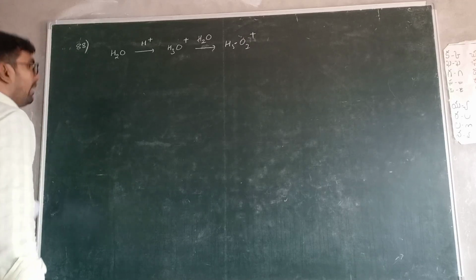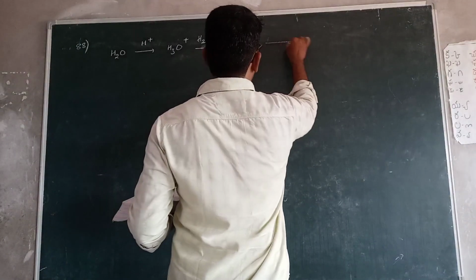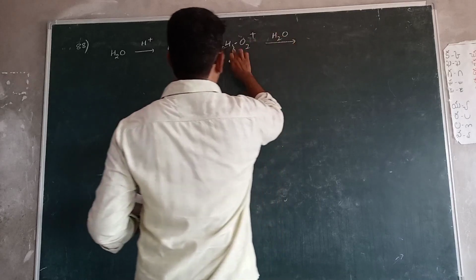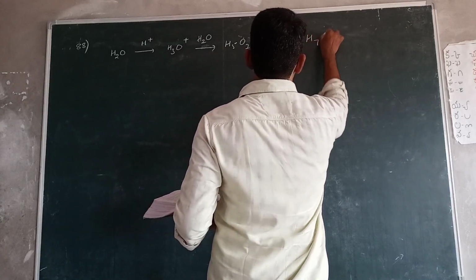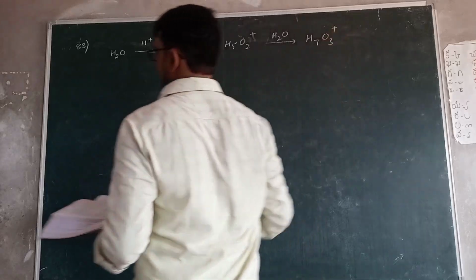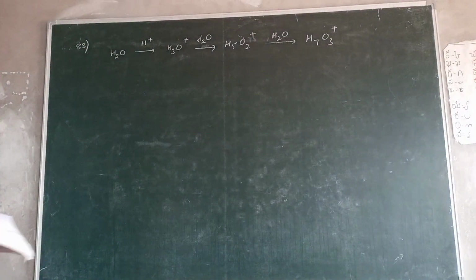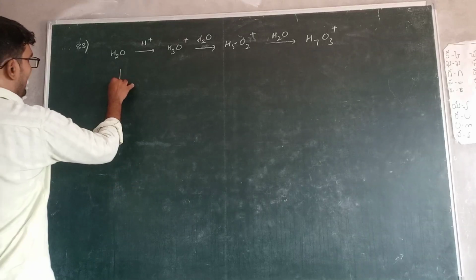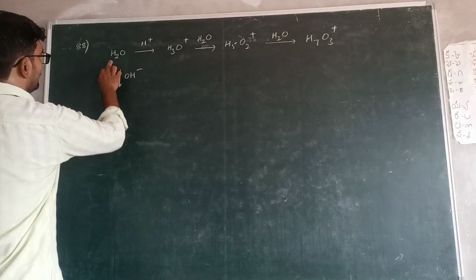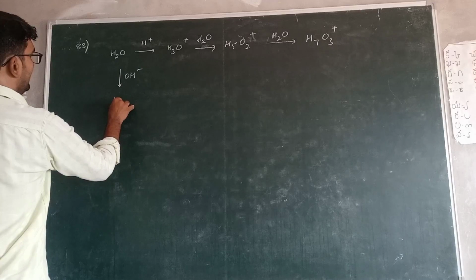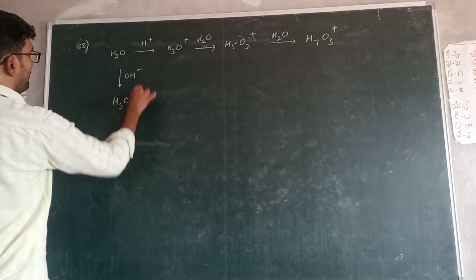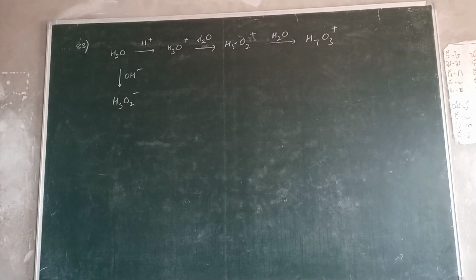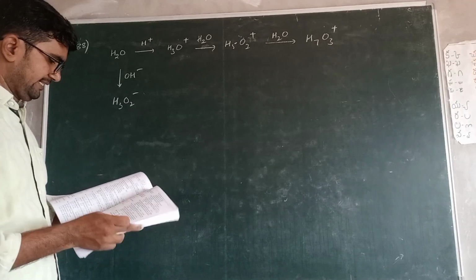Next one. Add H2O for this one again. 5 plus 2, 7, H7O3 plus. H7O3 plus. Okay, for this one add OH minus ion. OH minus ion, H3O2 minus. H3O2 minus. These all can exist.